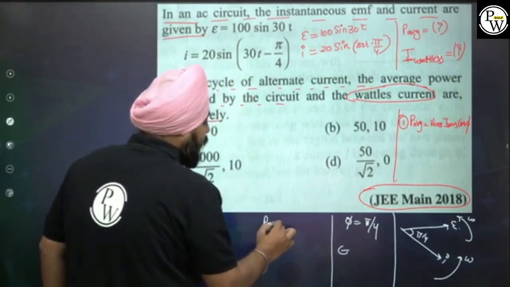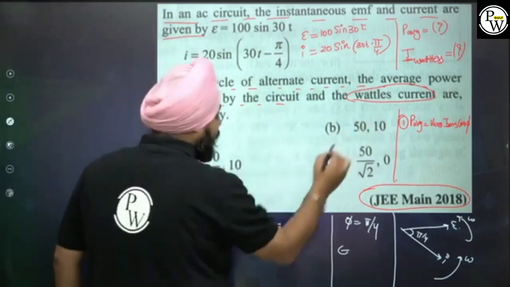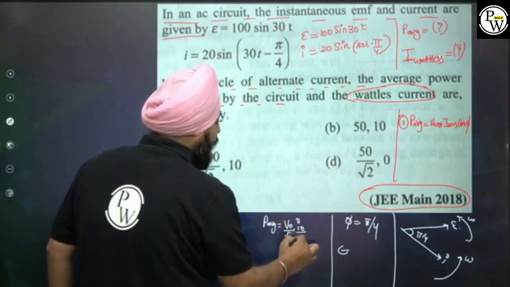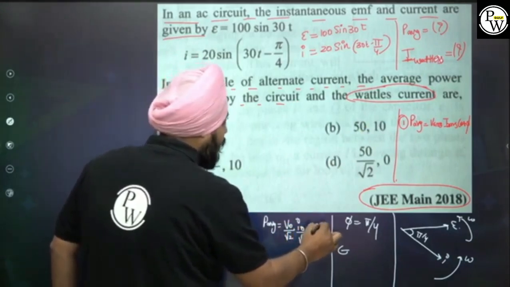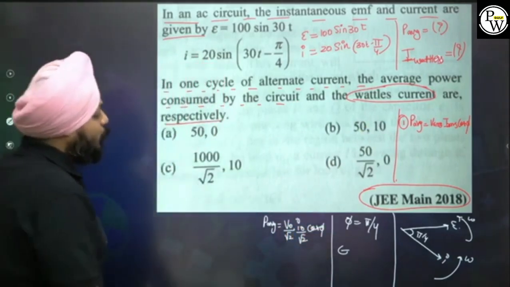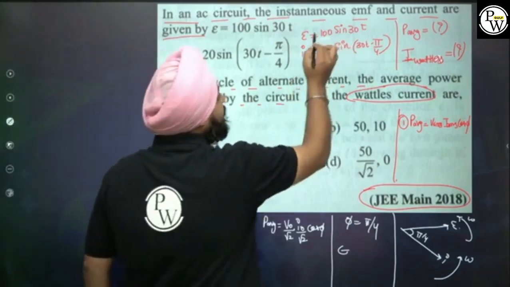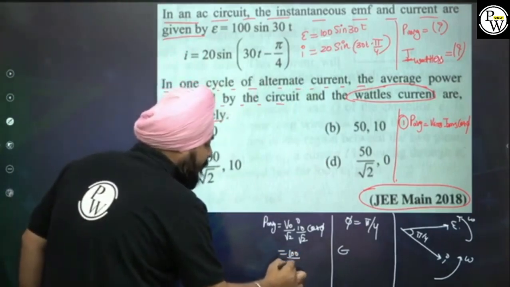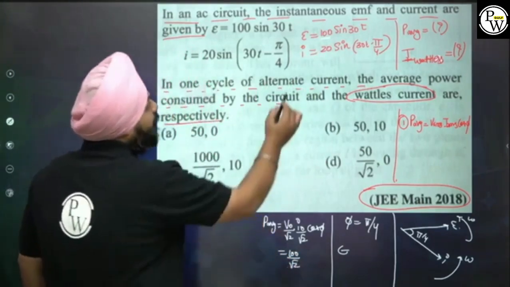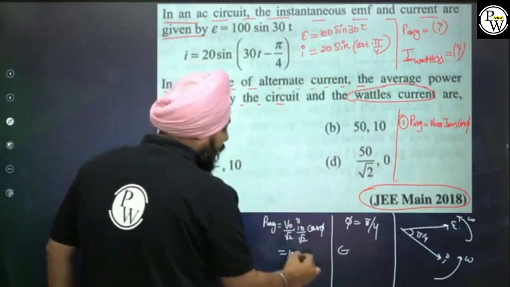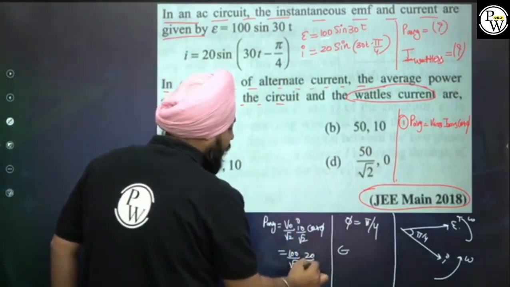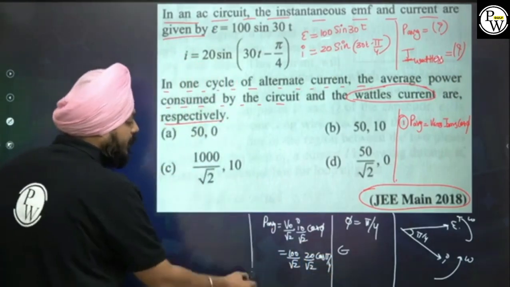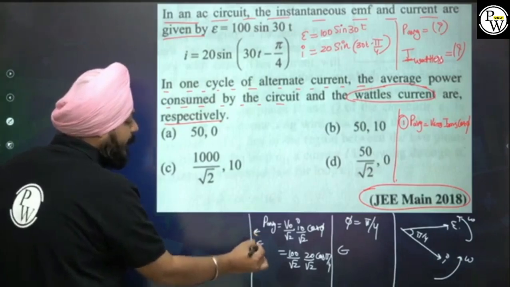So replacing the values, can I replace VRMS as V0 by root 2, and I naught by root 2 cos of phi? What is V naught? From the equation, the voltage amplitude is 100. So I am replacing it with 100 by root 2. From the equation of the current, the peak value is 20, so 20 by root 2 cos of pi by 4.